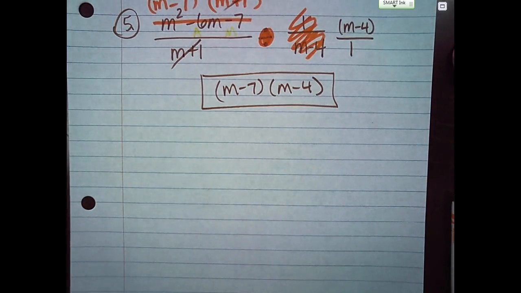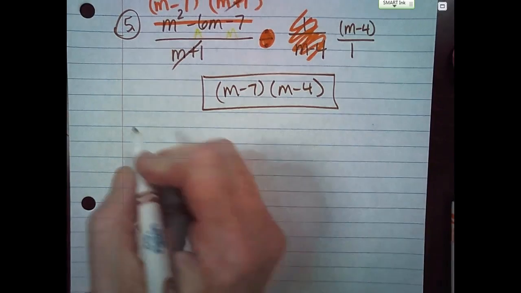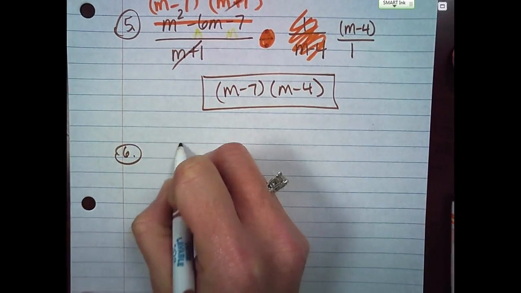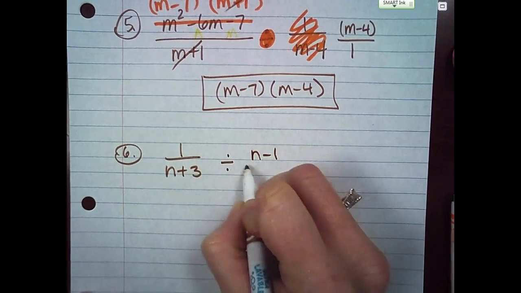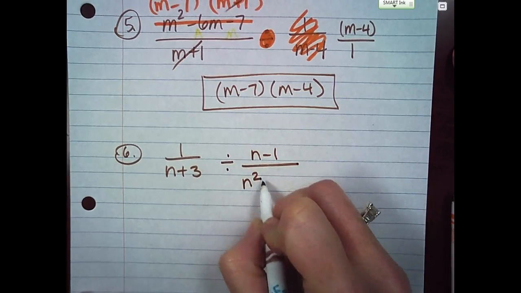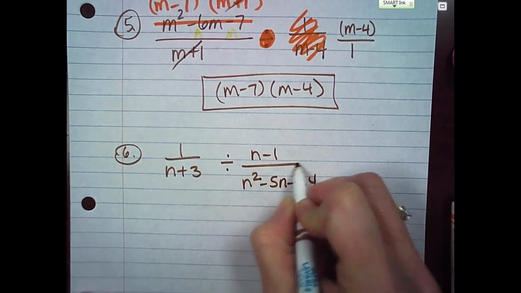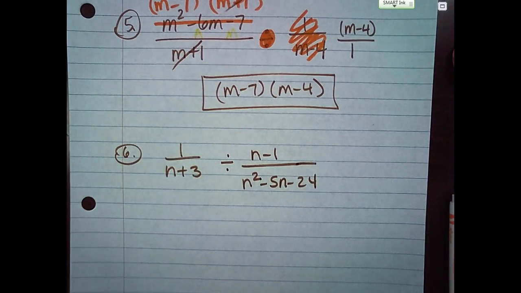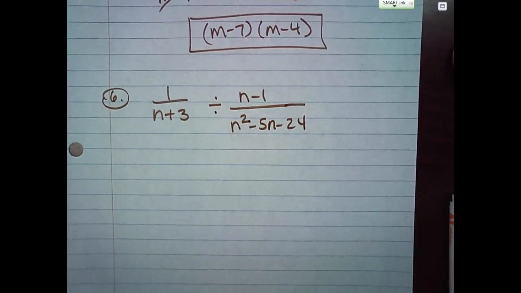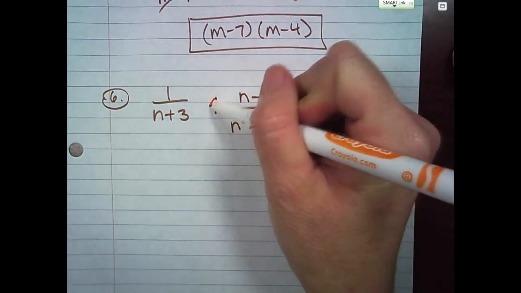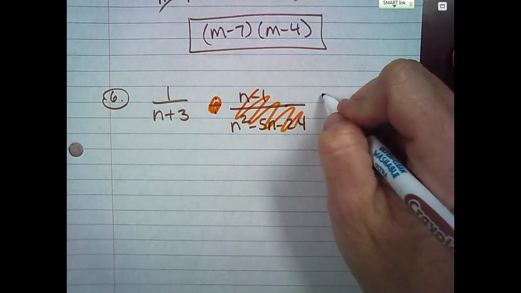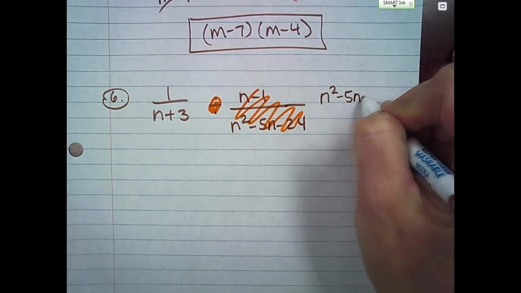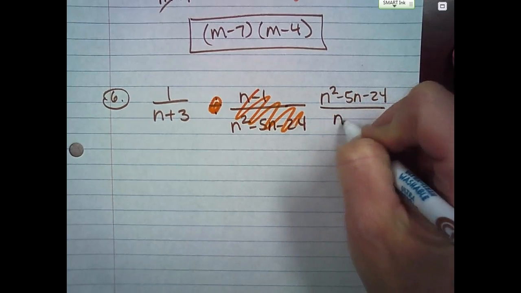So now then we're going to move to 1 over n plus 3 divided by n minus 1. We have n squared minus 5n minus 24. Again, it's division. You've got to look for division. So we're going to change division to multiplication. I'm going to cross this out and flip it. Be sure you cross it out real well because you don't want to accidentally try to cancel stuff with it. You know what I mean?